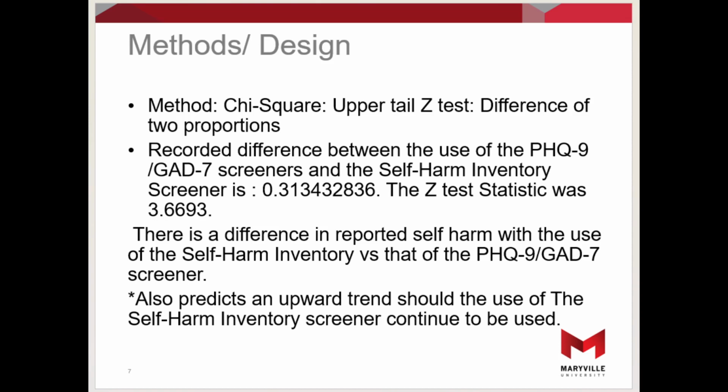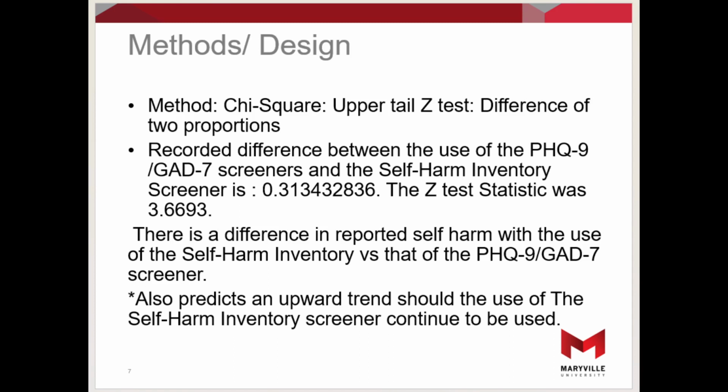The recorded difference between the two was 0.313432836. The z-test statistic was 3.6693. There is a difference in reported self-harm with the use of the self-harm inventory versus that of the PHQ-9 screener, and that is what was shown.